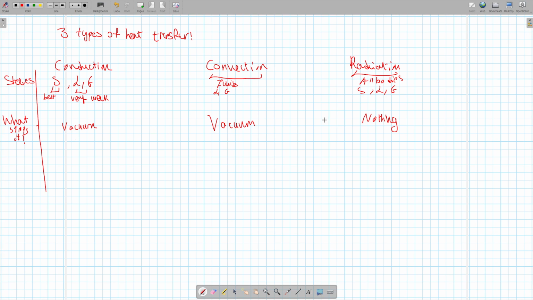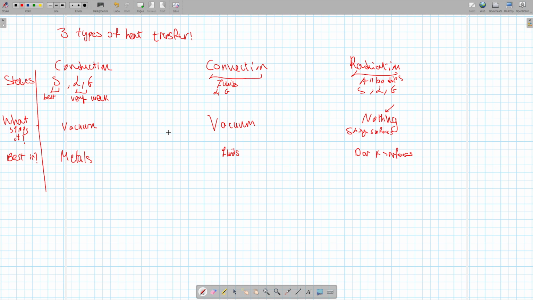But radiation: what can reduce radiation? Shiny surfaces. Okay, best in what? Conduction is best in metals. Convection is best in any fluid. Radiation is best in dark surfaces. This is a quick summary.